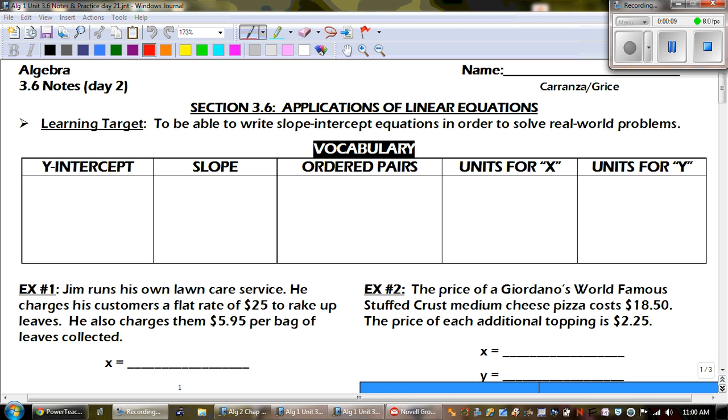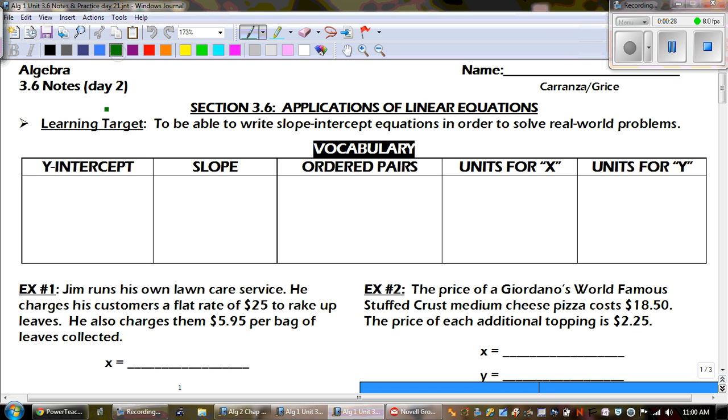Today we are continuing our discussion on application of linear equations. Our learning target today is to be able to write slope-intercept equations in order to solve real-world problems. So let's go ahead and get started and review some of the vocabulary that we discussed from the previous day.